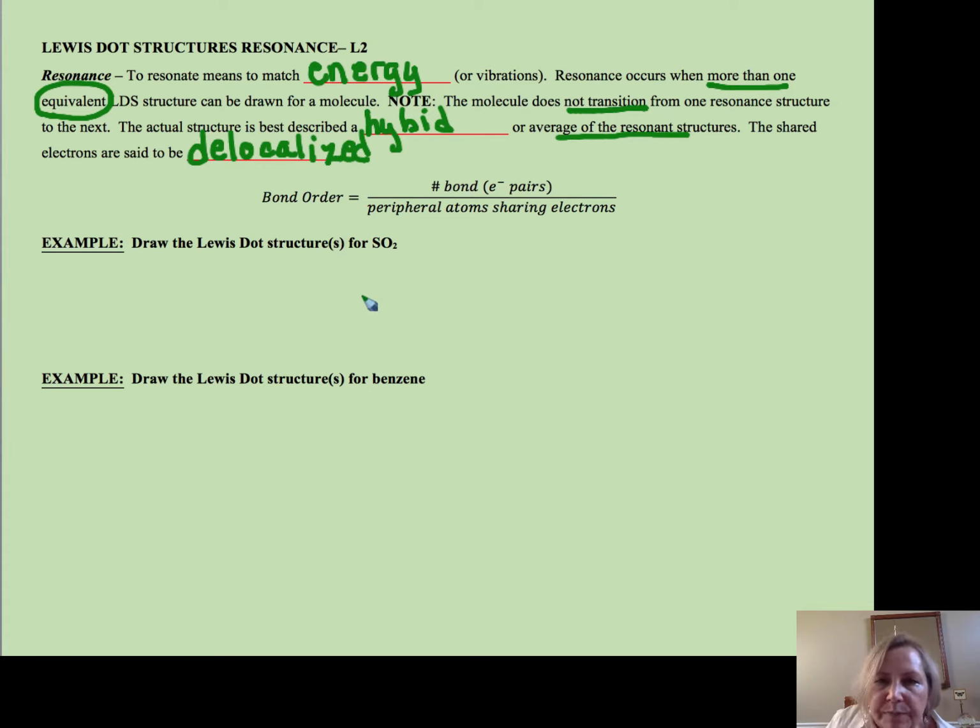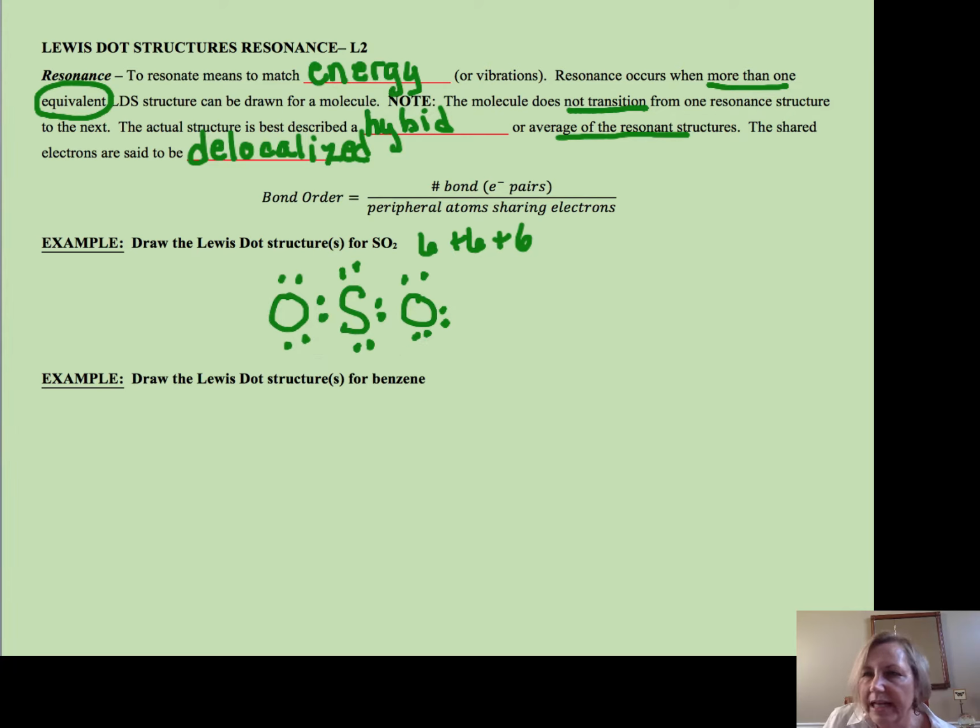So if I draw the Lewis dot structure for ozone, okay, so I've got 6 plus 6 plus 6 or 18 electrons. 2, 4, 6, 8, 10, 12, 14, 16, 18. Okay, the one on the left, and randomly, it could have been the right, I just picked one to start with. That one ends up with the double bond. But that double bond could have very readily been put on this other oxygen. So we have resonance in this case.